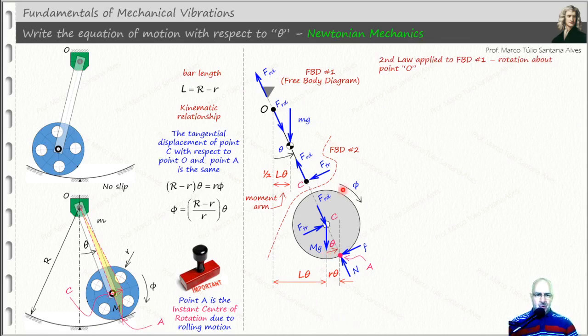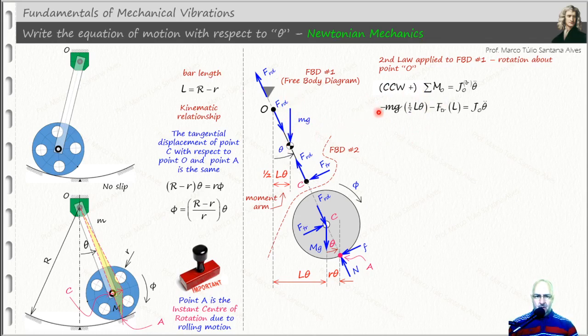So it's time to apply the second law. So let's go on. For free body diagram 1, we need to consider the rotation about point O. Counterclockwise is positive, according to the free body diagram. In this case, the sum of moments about O is equal to the mass moment of inertia of the bar about O times the angular acceleration. The first term here is the moment due to the weight force of the bar.